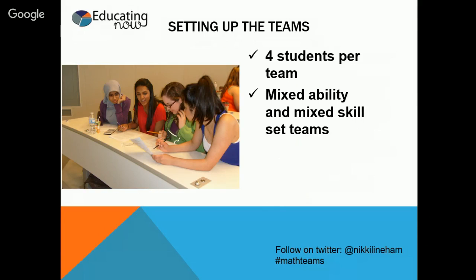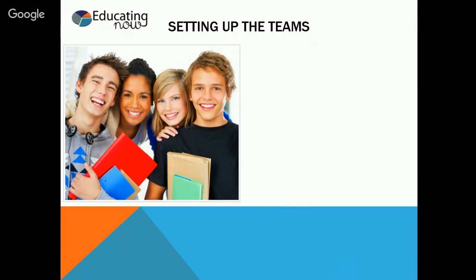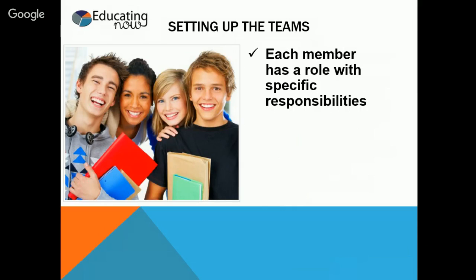So we want to have mixed ability teams, and each member will have a role. Now, the way in which we organized our teams was different teachers did different things. The one that I liked the best was we had one student who we found was a strong communicator in each team, one that had pretty good procedural understanding of math, and one that had pretty good conceptual understanding of math. And then the 4th member was someone who we hadn't seen a strength in any of those areas yet.